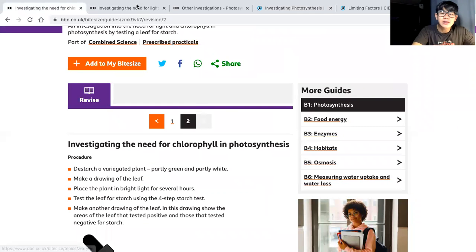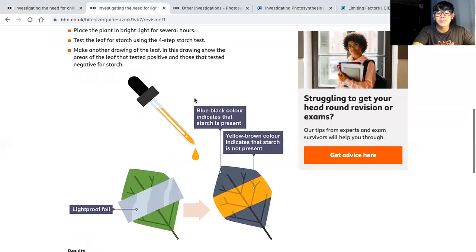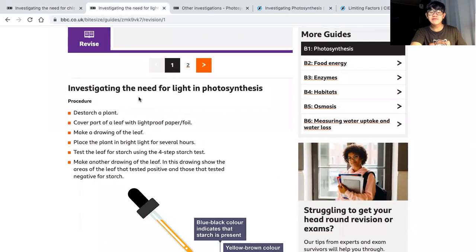The second factor is light. Okay, we want to investigate the need for light in photosynthesis. Okay, how do we know light is useful for photosynthesis? So what do we do? Same thing as earlier.